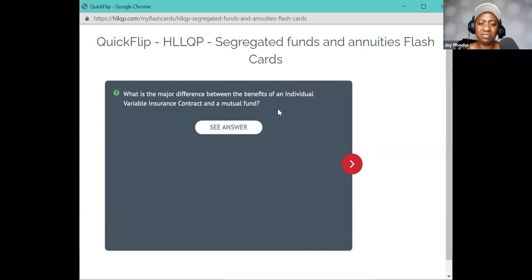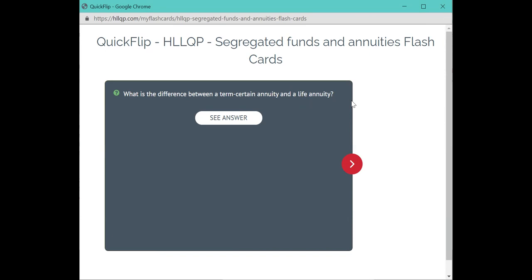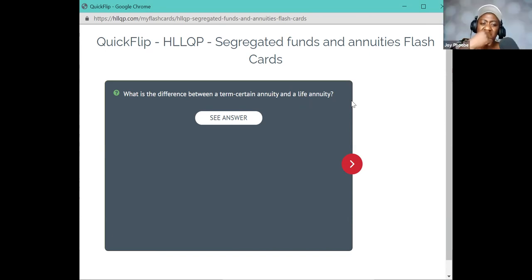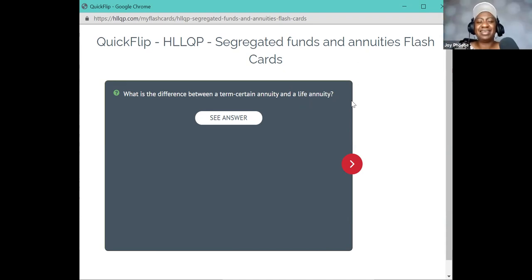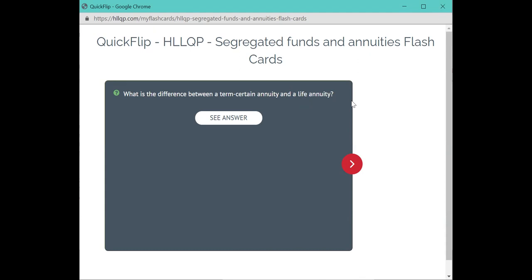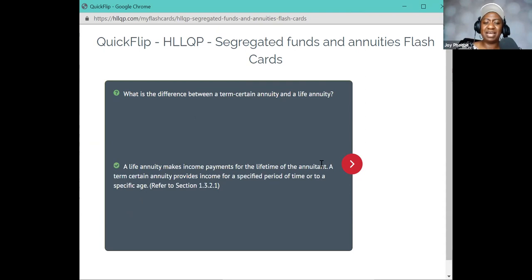Okay, what is the major difference between the benefits of an individual variable insurance contract? Oh, this is the one we just did now. Okay, what is the difference between a term certain annuity and a life annuity? We didn't do that one. That was the answer to the advantages of the Segfund. So this one, it's like somebody asking the difference between term insurance and permanent insurance. A life annuity makes payments for lifetime, and a term certain is for a specified period of time.